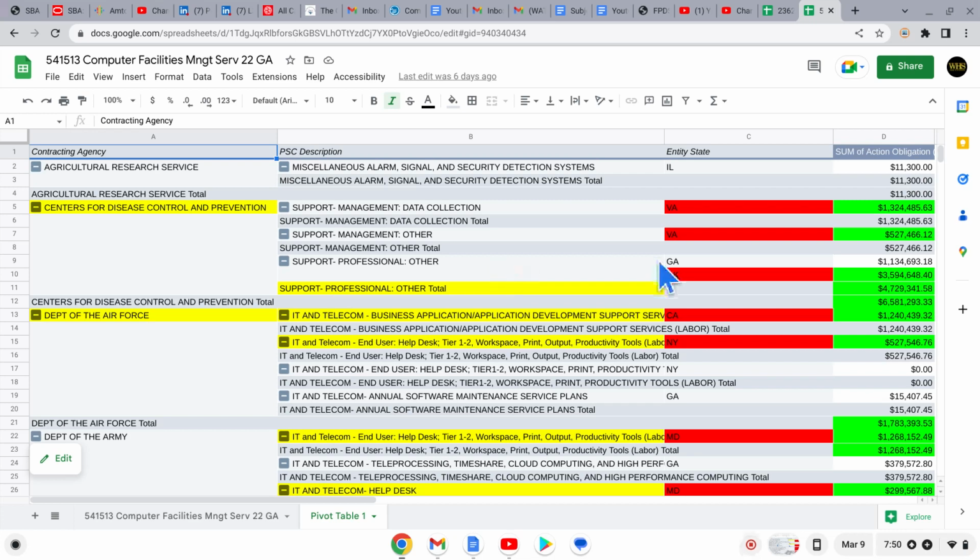This is a soft target market list, slash buyers list, for the federal market. The next code is 541513, Computer Facilities Management Services, and this is for the year 2022 in Georgia.